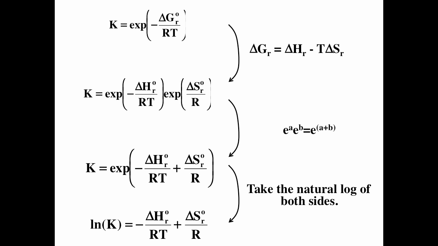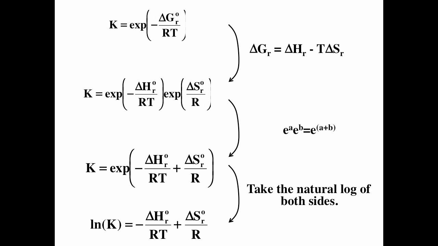Now we can do some math because math is fun, and so K is equal to EXP minus delta G over RT. We've seen previously that delta G equals delta H minus T delta S, and so we plug that in for the delta G, and it gives us K equals EXP minus delta H over RT times EXP delta S over R. Now e to the power of A times e to the power of B is equal to e to the power of A plus B. And so that gives us K is equal to EXP minus delta H over RT plus delta S over R. Now if we take the natural log of both sides, that gives us natural log of K is equal to minus delta H over RT plus delta S over R.